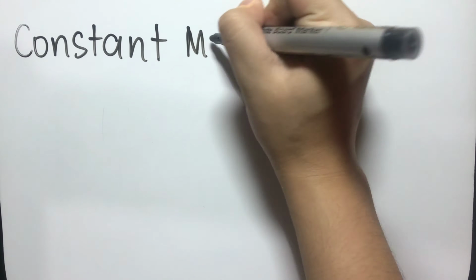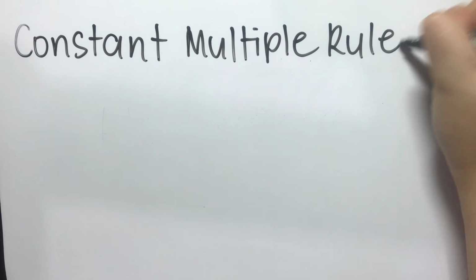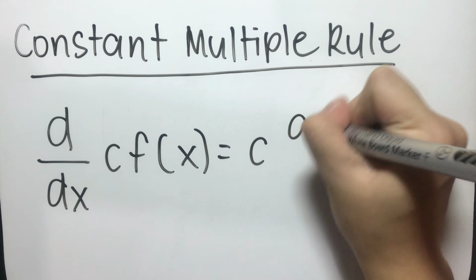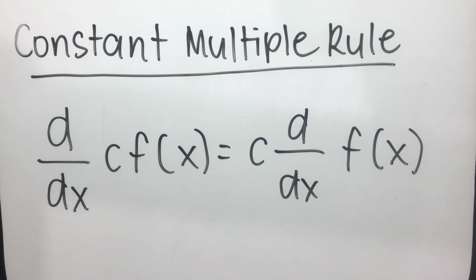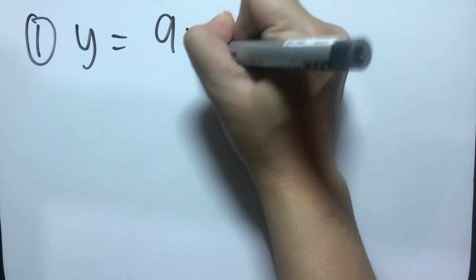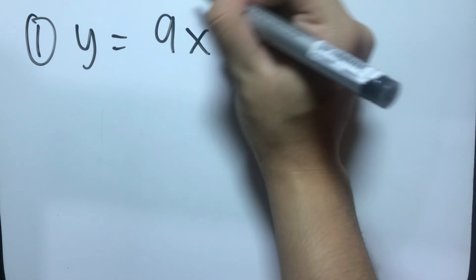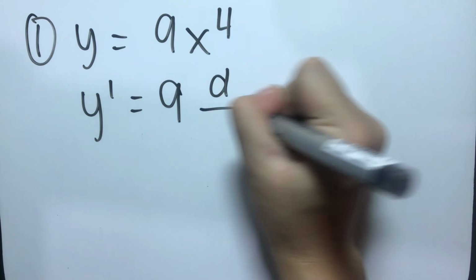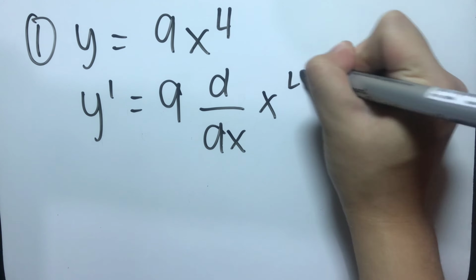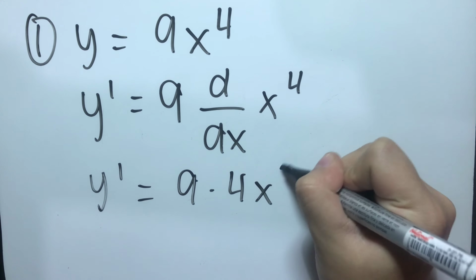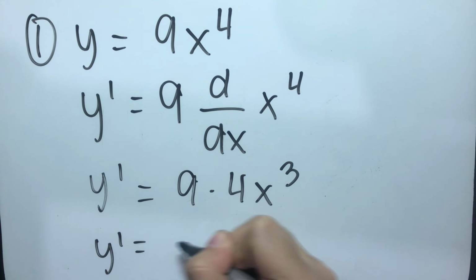Another rule is the constant multiple rule, where the derivative of c times f of x is equal to c times the derivative of f of x. So for number 1, y is equal to 9x raised to 4. To get the derivative of this, y prime is equal to 9 times the derivative of x raised to 4. By applying the power rule on x raised to 4, y prime is equal to 9 times 4x cubed. So the final answer would be 36x cubed.